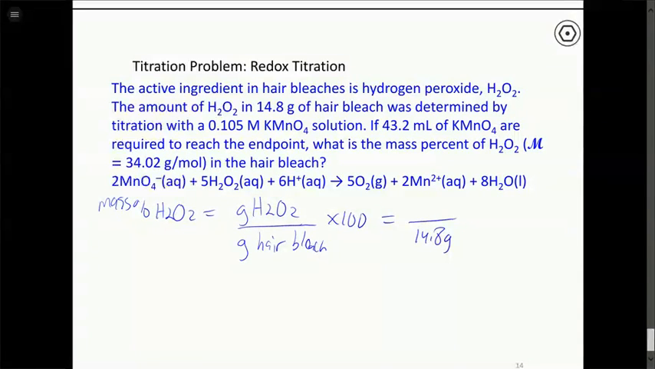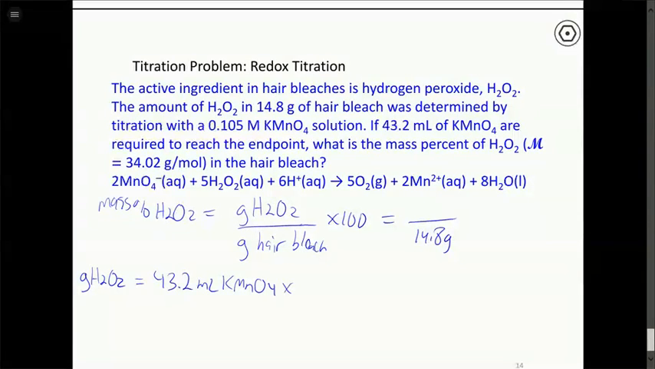And now we just need to use the titration data to figure out how many grams of hydrogen peroxide are actually in there, because hair bleach, again, is a solution that has hydrogen peroxide, probably a lot of water, probably some things to make it smell nice, and all kinds of other stuff in it. But we just want to know how much H2O2 is in there, and that's what the titration will tell us. So if we want to find the mass of H2O2, it's a very similar set of calculations that we've been doing. So we know that the volume of the titrant that was required, 43.2 milliliters of the KMnO4 solution.